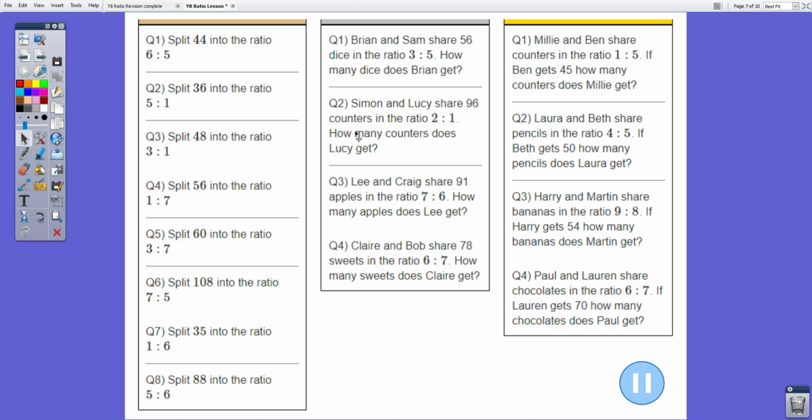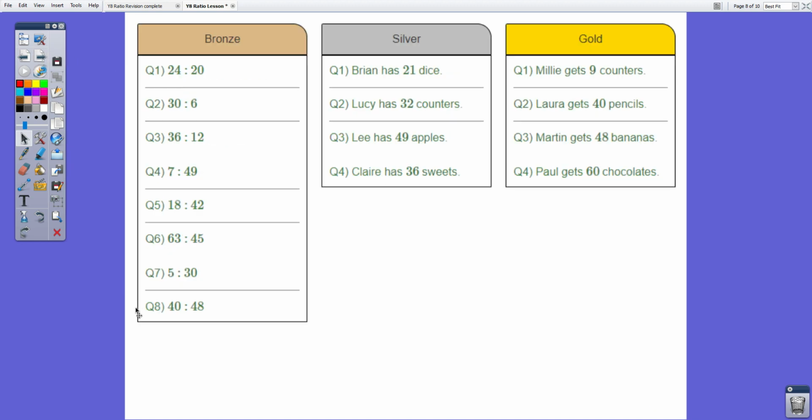Okay, Year 8, let's see how we've done. These are the answers, bronze, silver and gold.